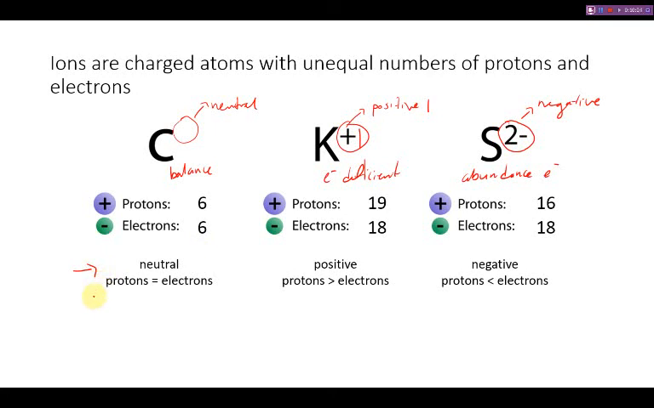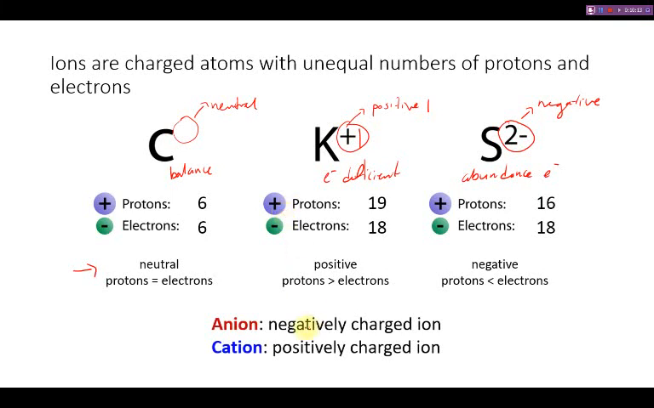Now there are names for these types of ions. If it's neutral, we just call it an element. If it is positively charged, it is a cation. And if it is negatively charged, it's an anion.